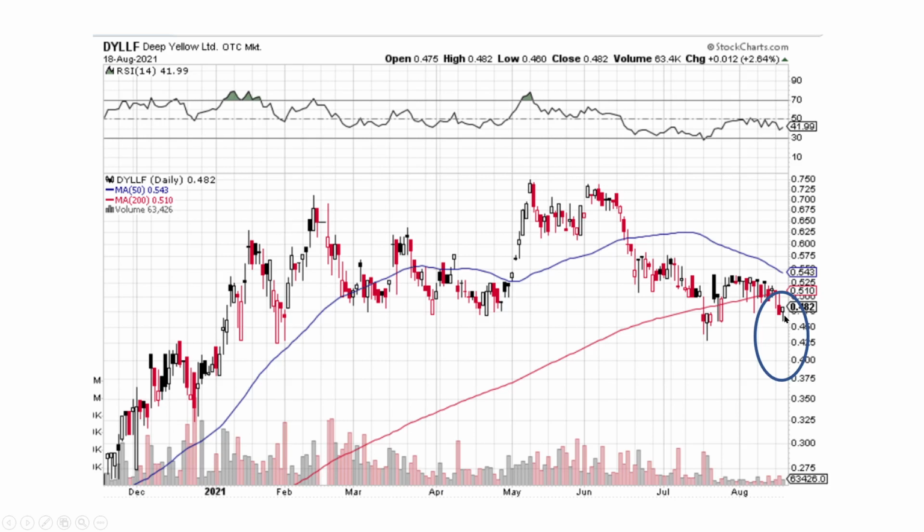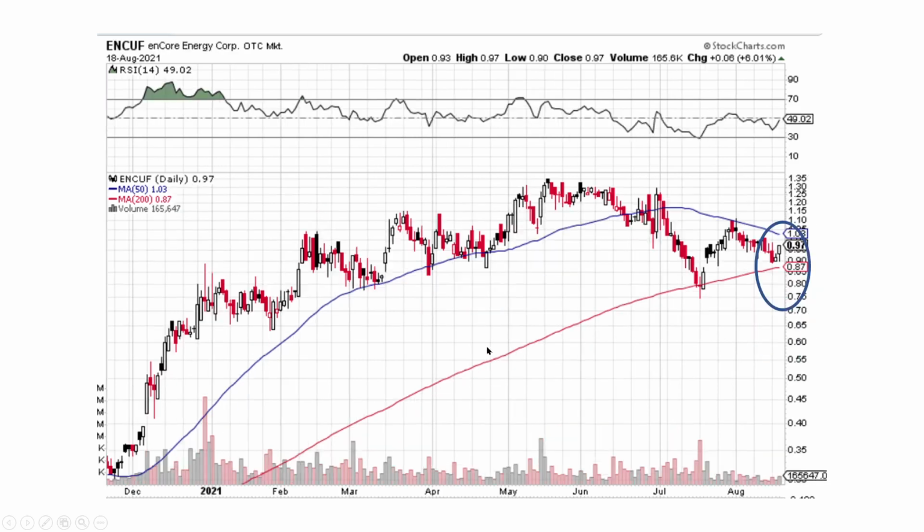We got a nice little hammer pattern showing up with Deep Yellow. Whenever we come down to this period, it seems like buyers try buying it up. So I think there's some good support down here. Encore Energy's got a hammer pattern as well. Hopefully we can push on higher.